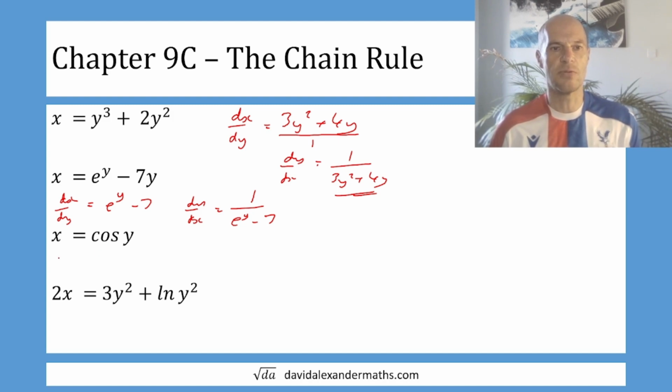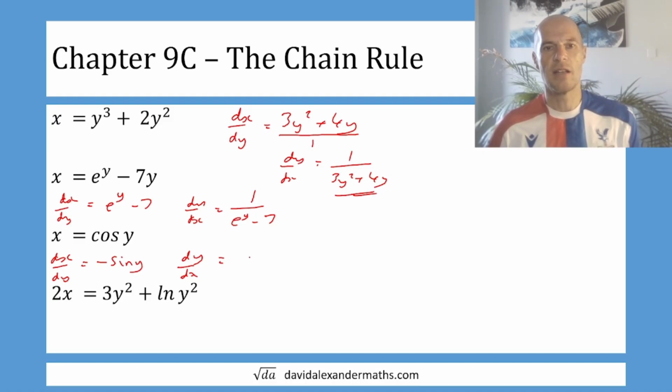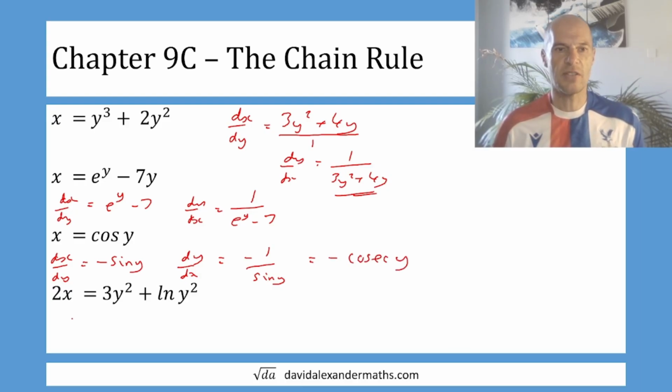If x is the cos of y, then dx by dy, remember that cos differentiates to minus sine, so therefore dy by dx is just that flipped, so that's going to be minus 1 over the sine of y. Another way we could write this, remember if it's sine as a denominator, then that could be written as minus cosec y.